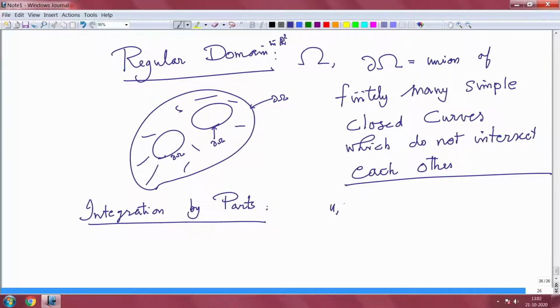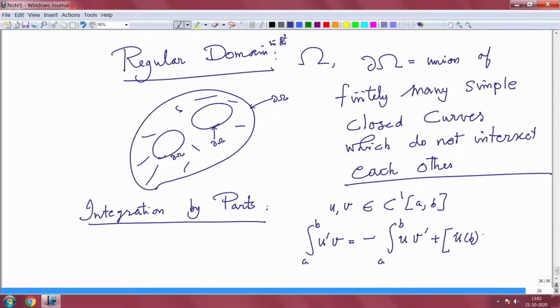If you have u, v in C¹ of [a, b], you know in this one-dimensional case, from a to b, the integral of u prime v is equal to minus the integral from a to b of u v prime, plus u(b) v(b) minus u(a) v(a). Okay, you have that one.